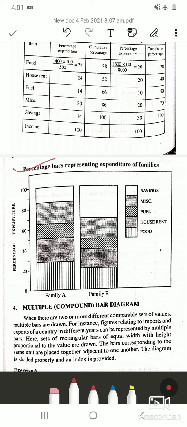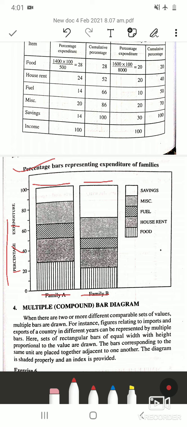So for family A, you can take the width of your choice. For both the families, it should be the same. So here they have taken 2 centimeters for family A and 2 centimeters for family B. Along the y-axis, it is percentage expenditure. So 1 centimeter indicates 20, 40, 60, and so on. So rectangular bars are of equal height, which is 100.